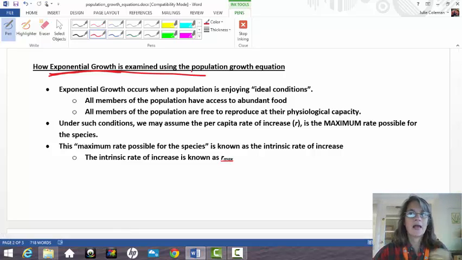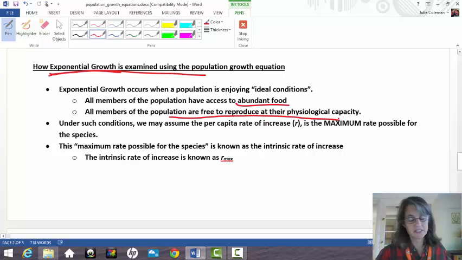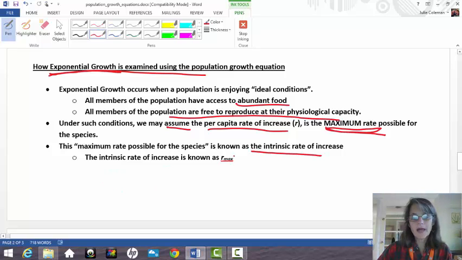To analyze exponential growth, first of all, we need to know what it is. We know that it's when the population is growing without limits. So that means it must have abundant food, no shortages, and the population members are free to reproduce at the fastest rate they can possibly reproduce at. Under such conditions, we assume that the per capita rate of increase is the maximum rate possible for the species, okay? It is known as the intrinsic rate of increase, and we report that as r max.